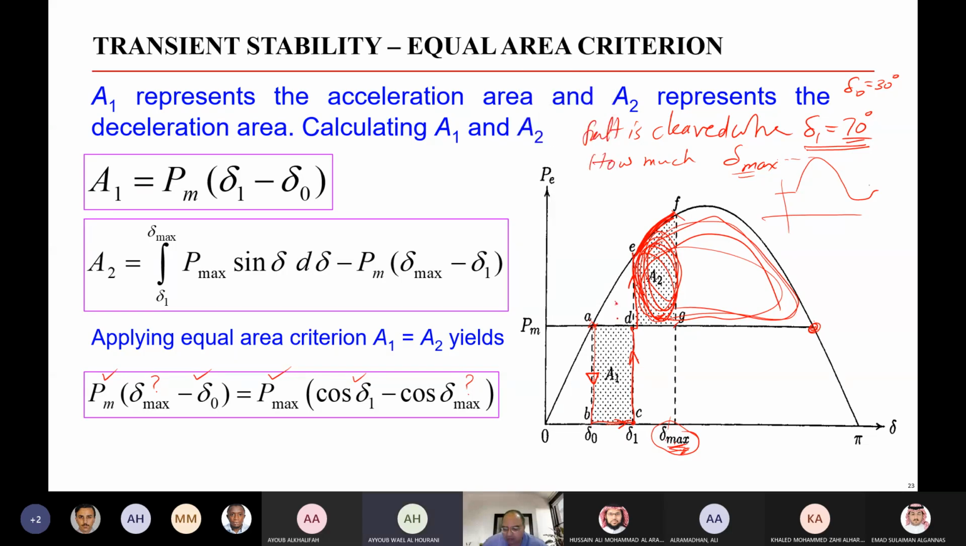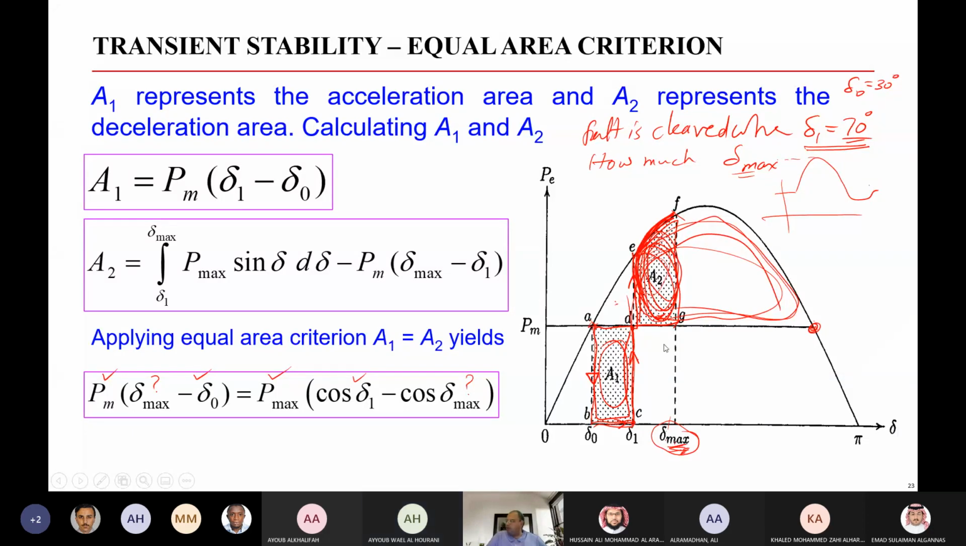Yes, so we are looking for the deceleration area to suppress the overshoot. We have here the acceleration area, so we need to compensate it by this area of deceleration. Yes, clear. And this area is not included here and doesn't play any role. In this period, the machine accelerates, and then when you clear the fault, this is the deceleration part. Okay? Is it clear? Yes, okay, clear.